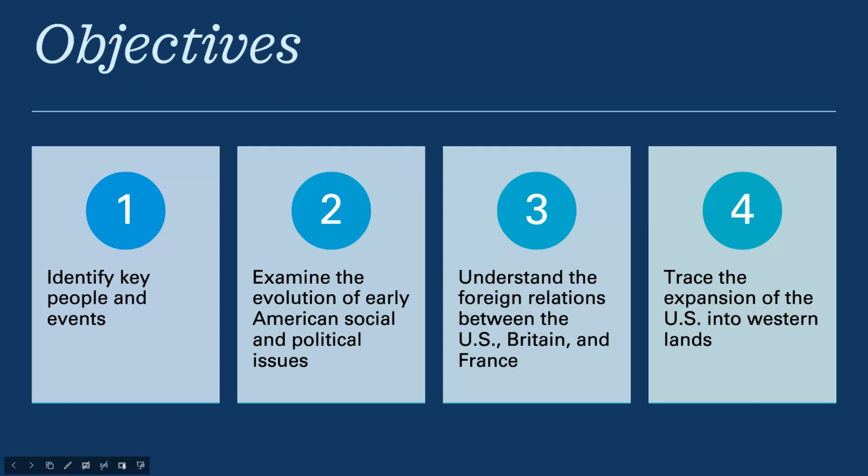This lecture will examine four main objectives. The first is to identify key people and events. Second, to examine the evolution of early American social and political issues. Third, to understand the foreign relations between the U.S., Britain, and France. And finally, our fourth objective is to trace the expansion of the United States into Western lands.